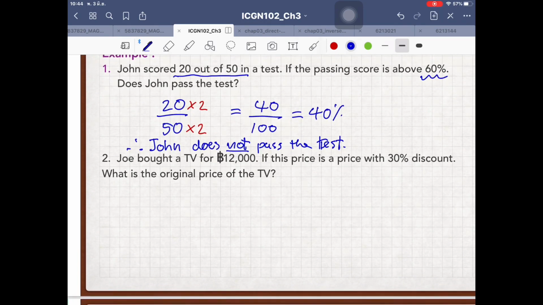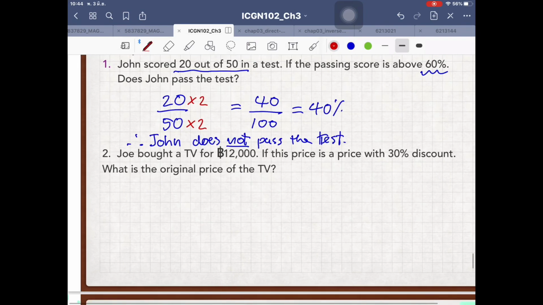And then for the next problem, Joe bought a TV for 12,000 baht. If this price is a price with 30% discount, what is the original price for the TV? Okay, so here, when you see the keyword of discount, it will be the case of percentage decrease.